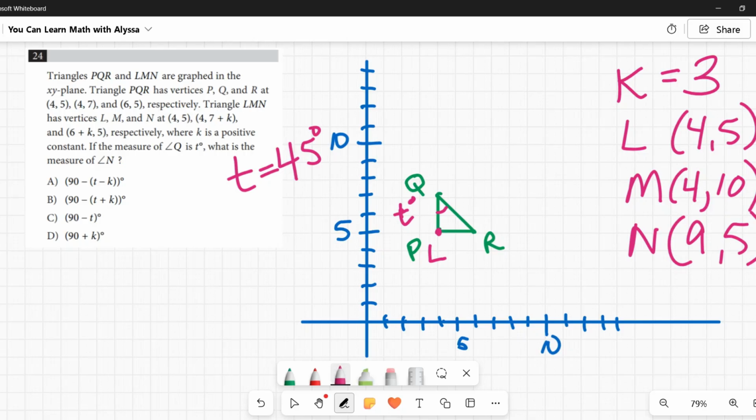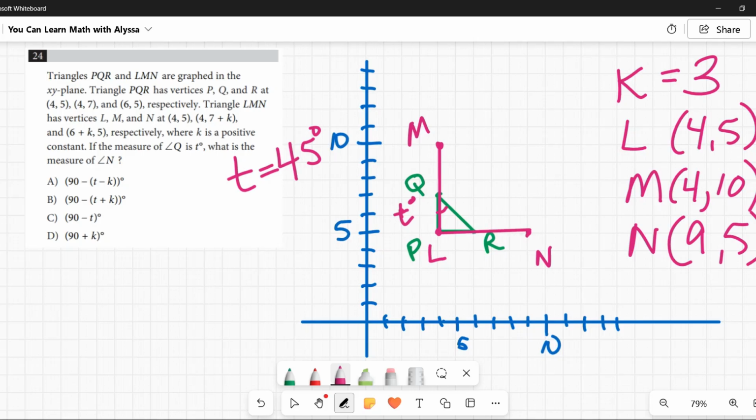Let's plot it on the graph. We have 4, 5 there for L. 4, 10 is going to be up there. There's my M. And then 9, 5 is right there. That's my N. And so I'll try to draw the straight lines.